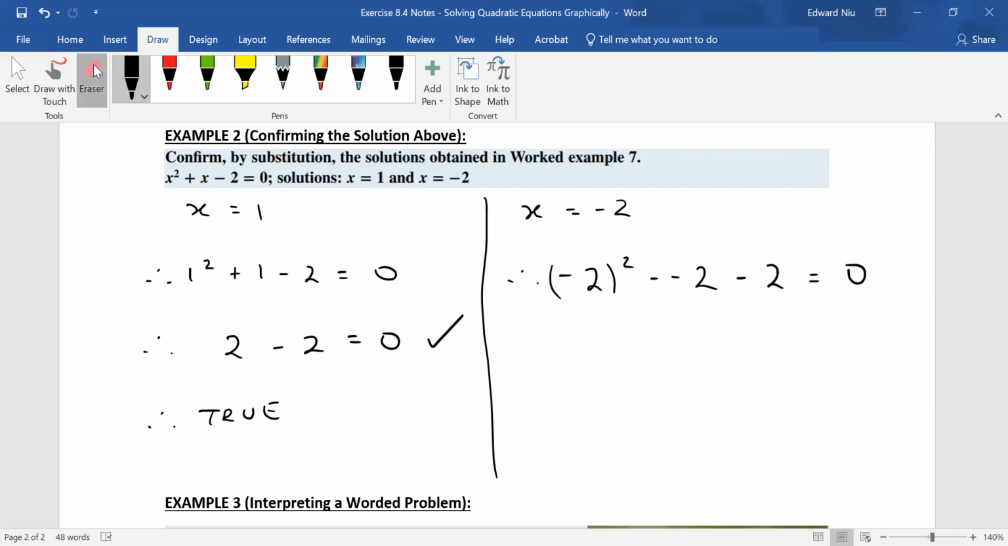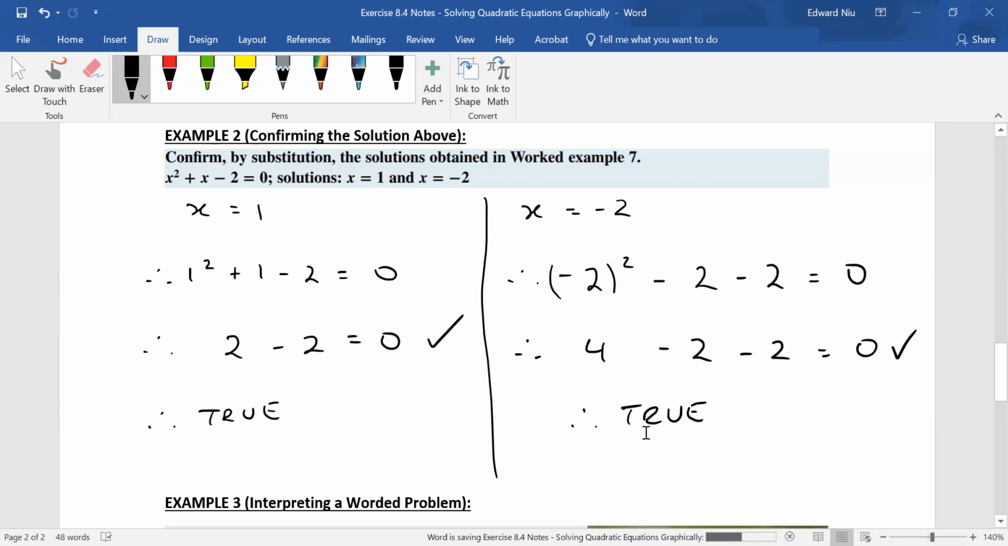That's not right, is it? So we've got an x squared, which we've replaced with -2 squared. That's correct. We've got a positive x, but because we've got a -2 that we're subbing in, it's actually a negative, isn't it? Correct. So -2 times -2 gets us 4. 4 take away 2, take away 2. Does that equal 0? Yes, it does. So therefore, it's true. And we've confirmed that our x-intercepts are at (1, 0) and (-2, 0). Okay, so that's what example 2 was just asking for us to confirm the solutions above.